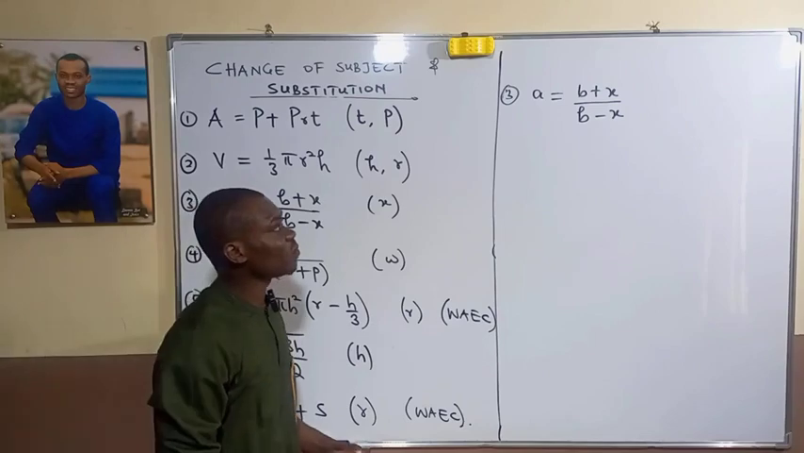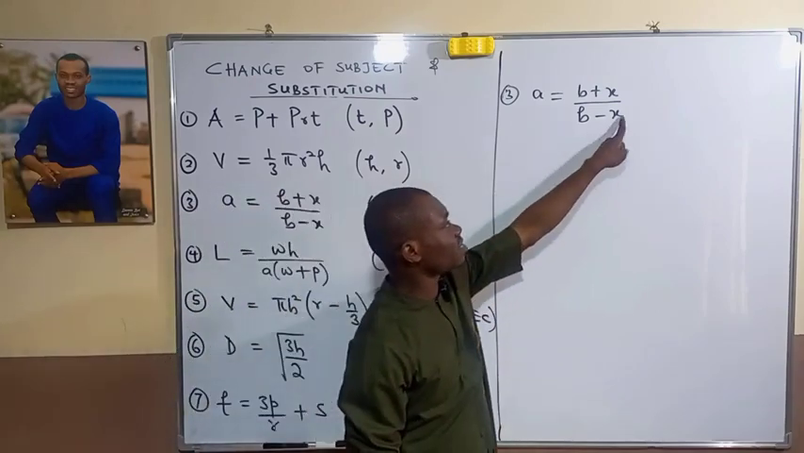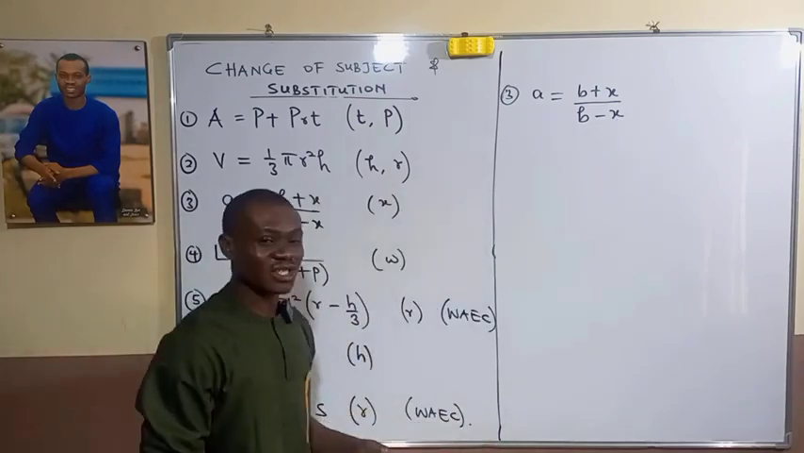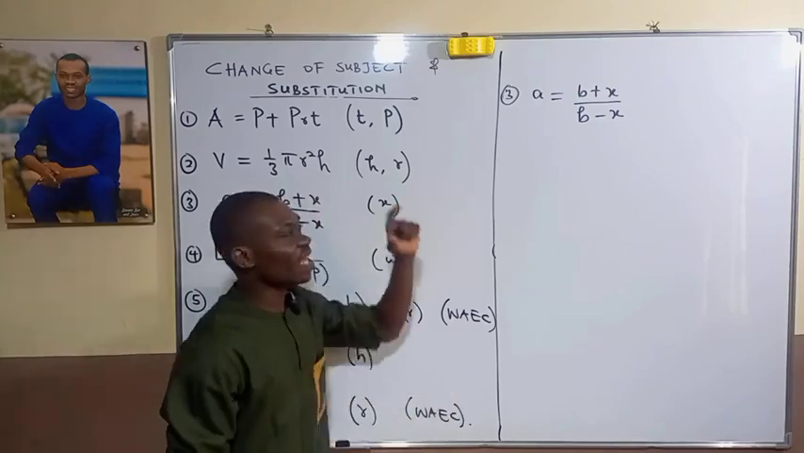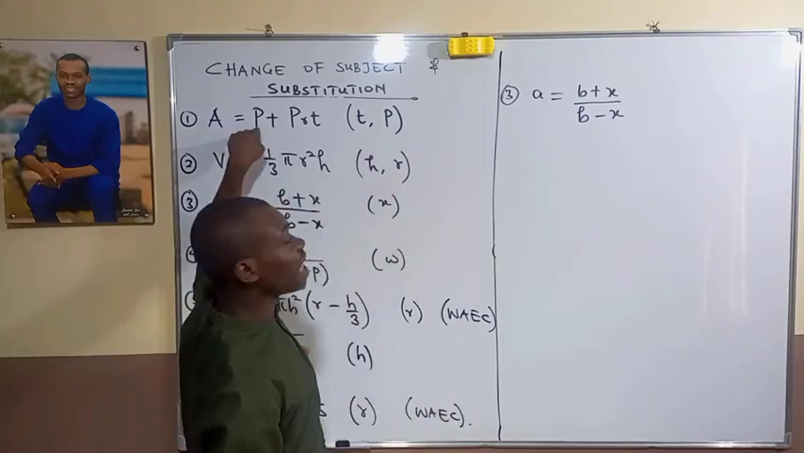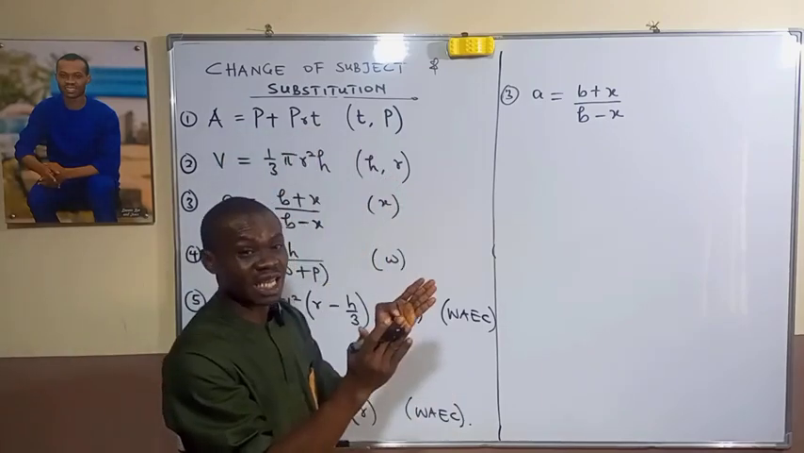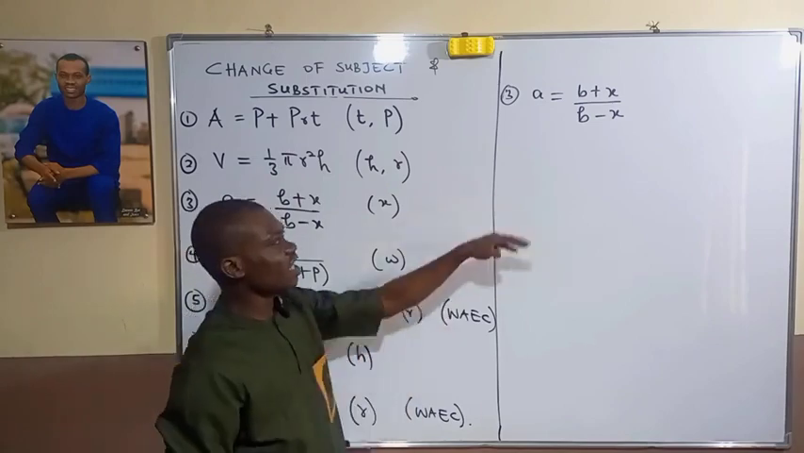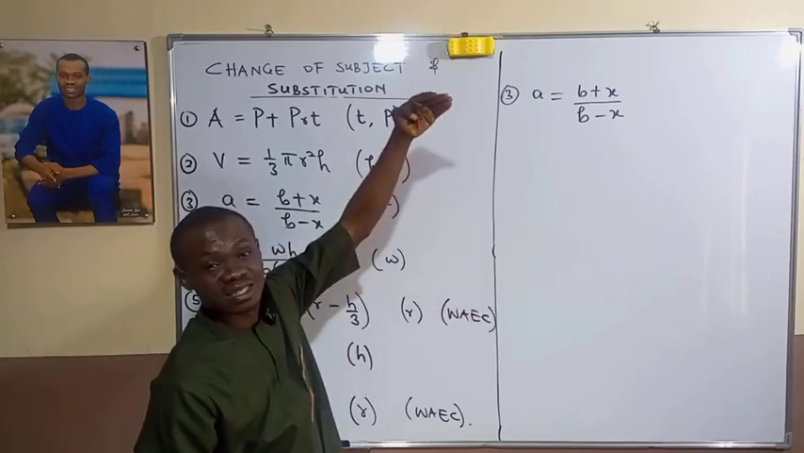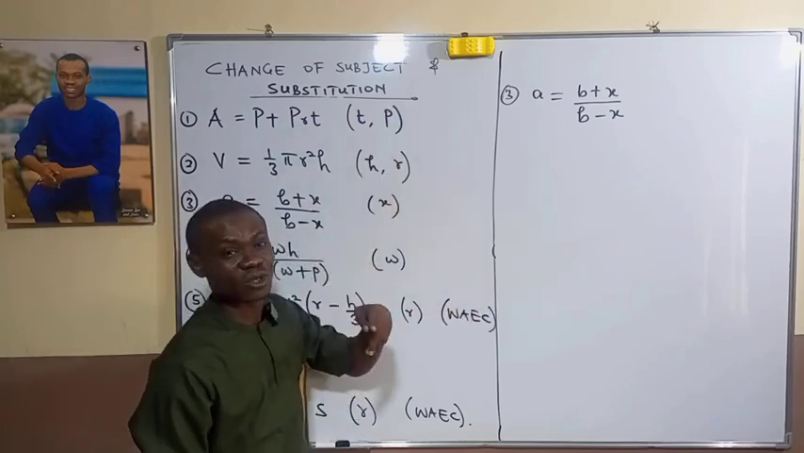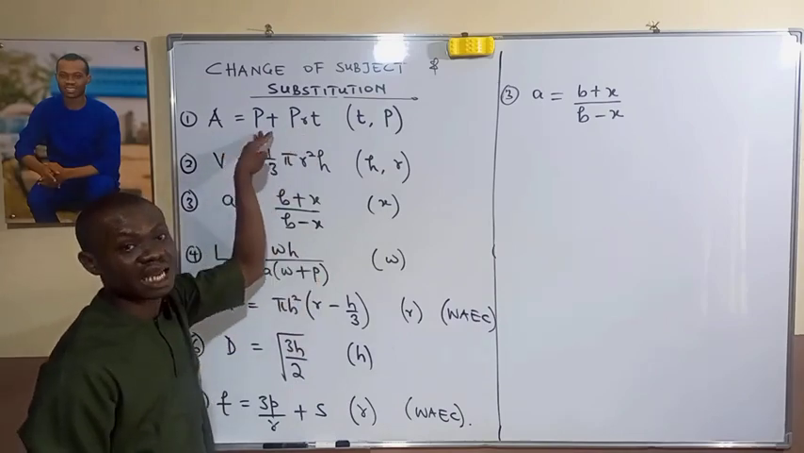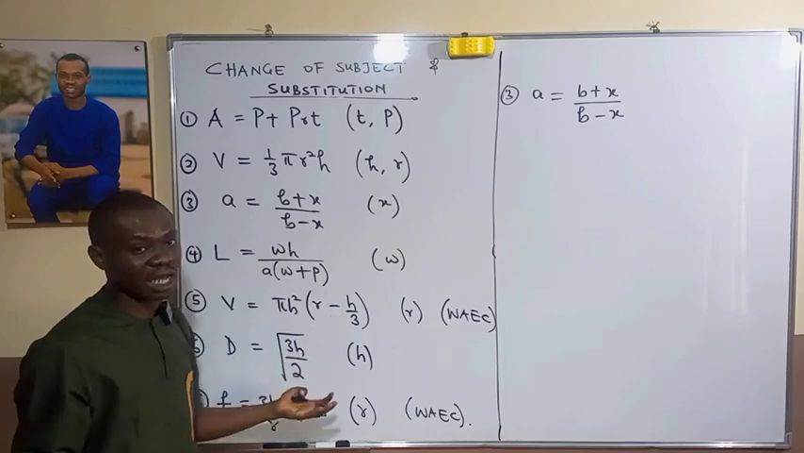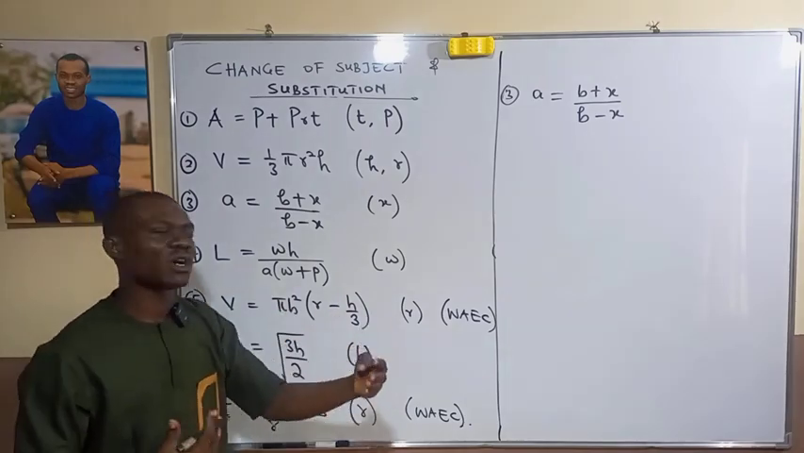Alright, so for example 3, we want to make x the subject of the formula. Alright, so here you can see our x has appeared twice. So in the first example, your p appeared twice, but they were together, so it was easy to factorize. In this case, they are not together. One is a numerator, the other one is a denominator. So you must look for a way to see that the 2 of them are together, whether addition or subtraction, and then you can now do your factorization.